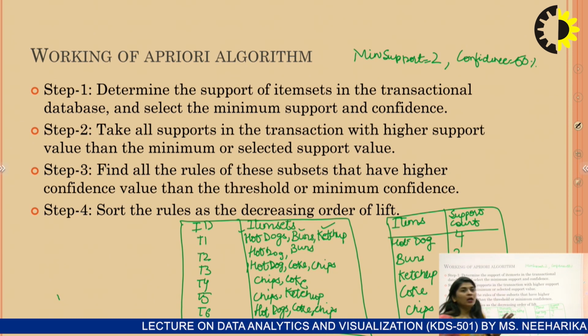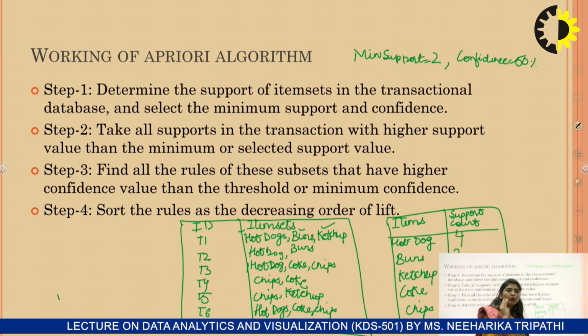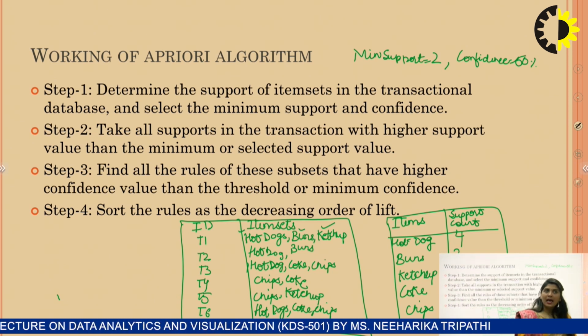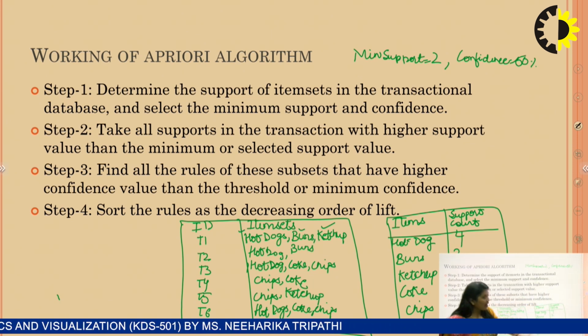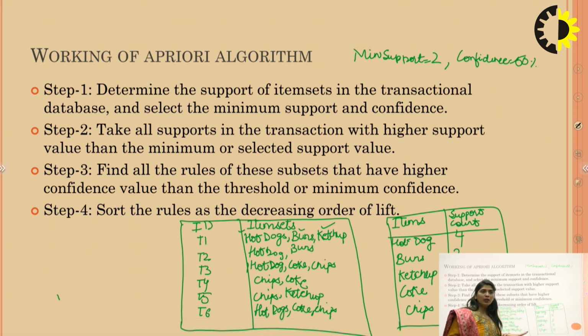Now, next step is we have to discard the value that is having the minimum support count less than 2. Here, all the values are having the support count greater than or equal to 2, but none of the values have a support count less than 2. So, we will not discard any value. Now, this was the first step.